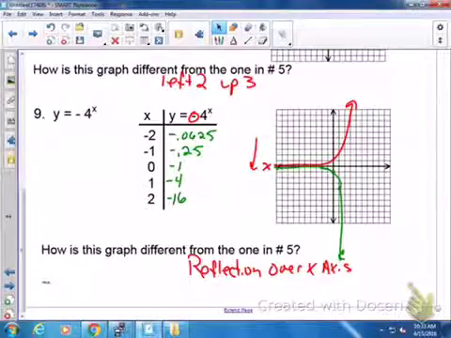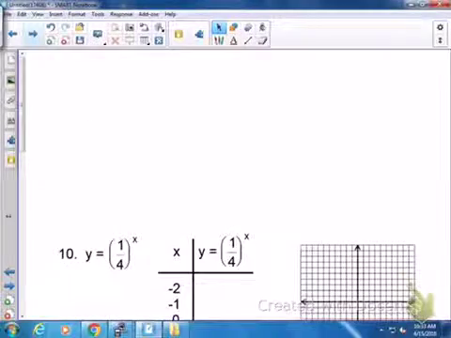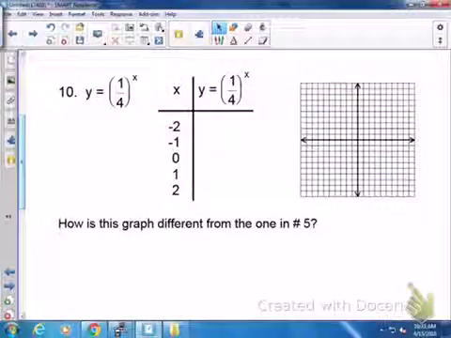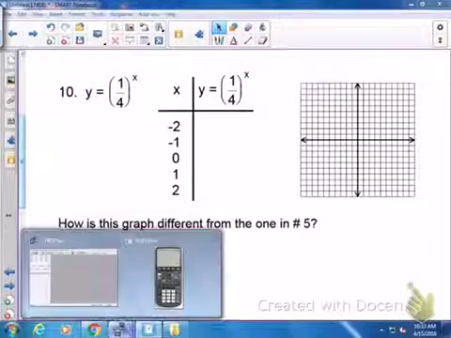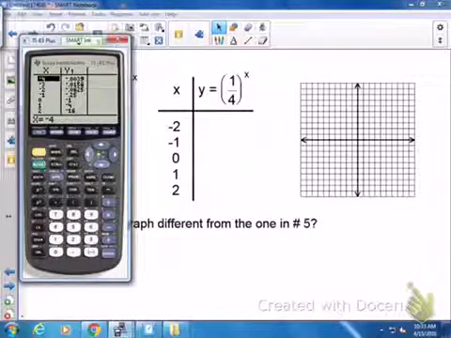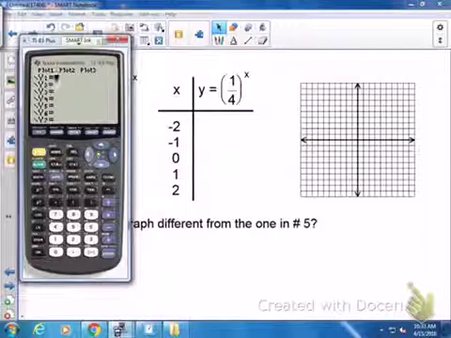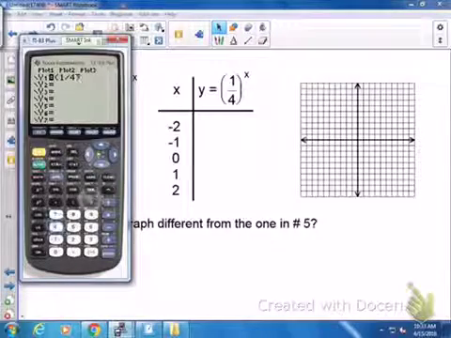Let's go to the back page and finish this up. We've got one more to look at. I have y equals 1/4 to the x. Be careful when you put this in y equals. It's got to be parentheses, 1 divided by 4, close parentheses, to the x.